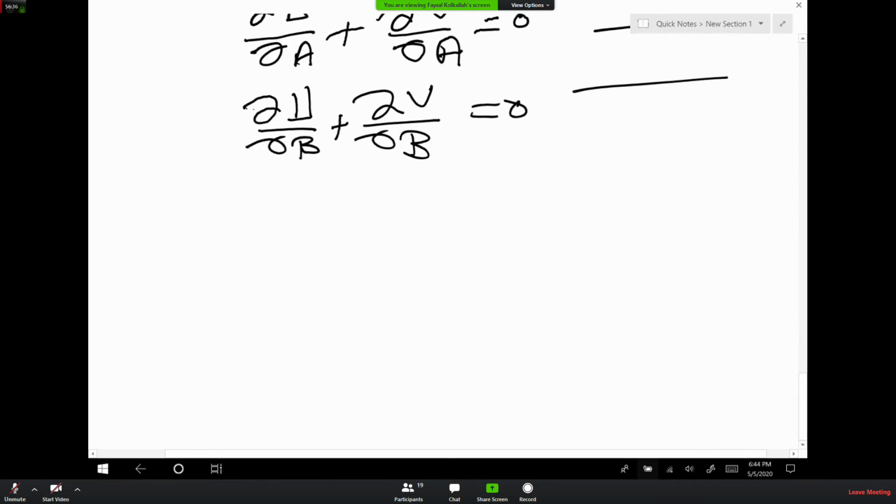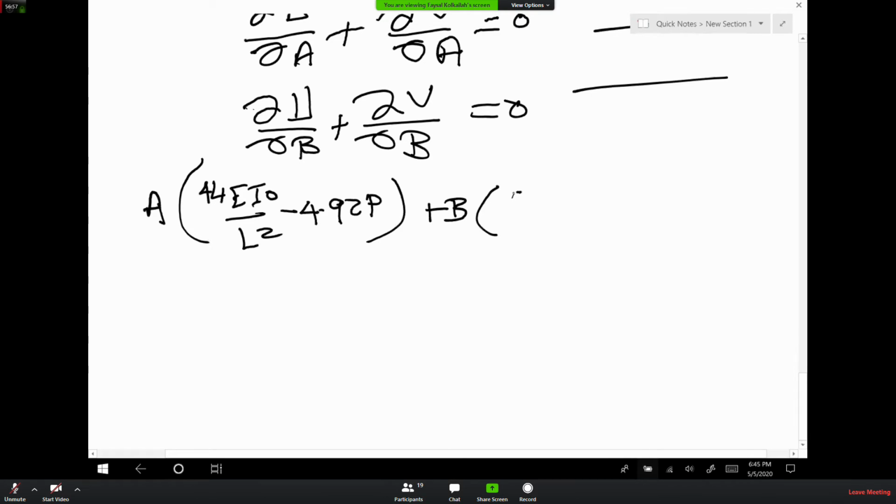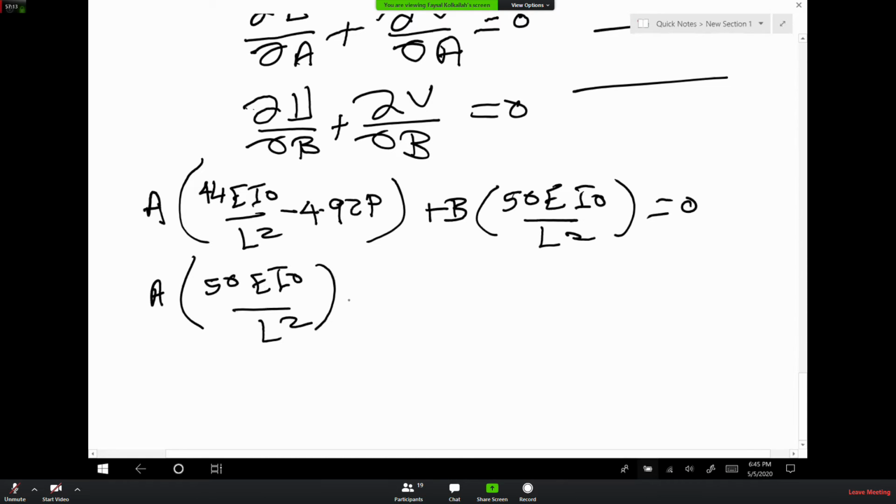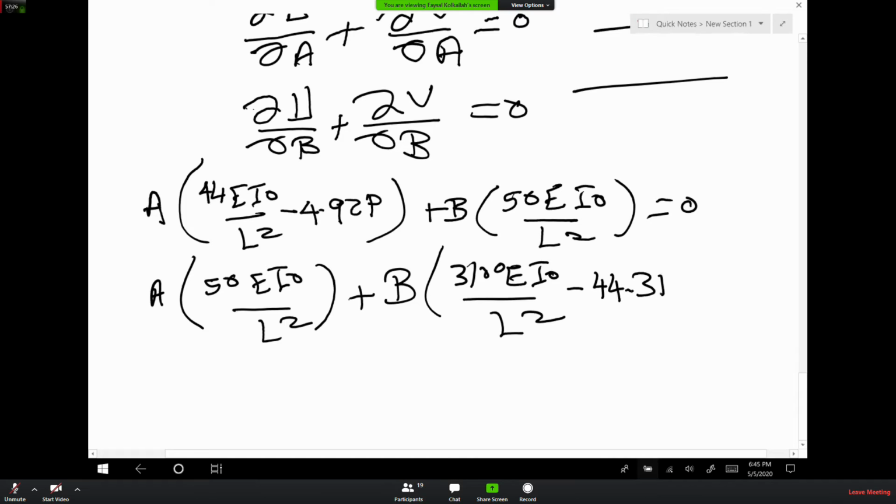So let's do that. We have A times 44 EI0 over L square minus 4.92 P. This is the A. And the B, 50 EI0 over L square, equals 0. And the other equation is A, 50 EI0 over L square plus B, 3,100 EI0 over L square minus 44.3 P, equals 0. Are we together? Am I going too fast? Do we follow?